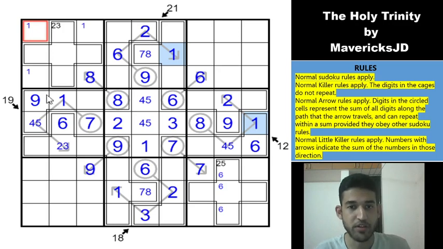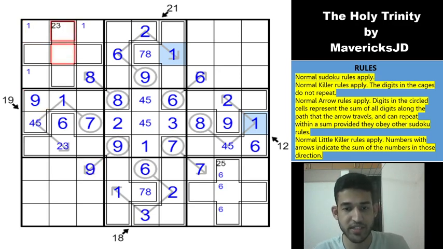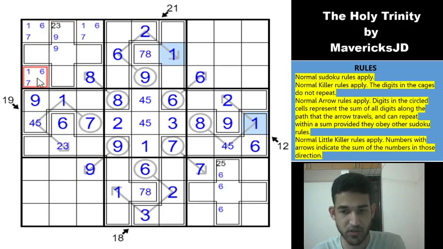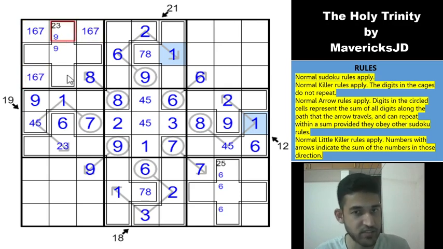4 plus 9 is not possible because 9 is going inside the cage, right? So which means that the remaining cells outside would have to be 6 and 7. Okay, so I can write them straight away as center pencil marks. So they would be 1, 6 and 7. 4 and 9 is not possible. So this would be 1, 6, 7 and 8. Okay, so the digits inside become 2, 3, 4, 5 and 9.